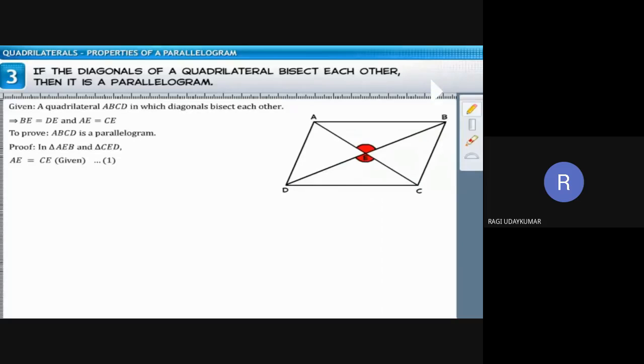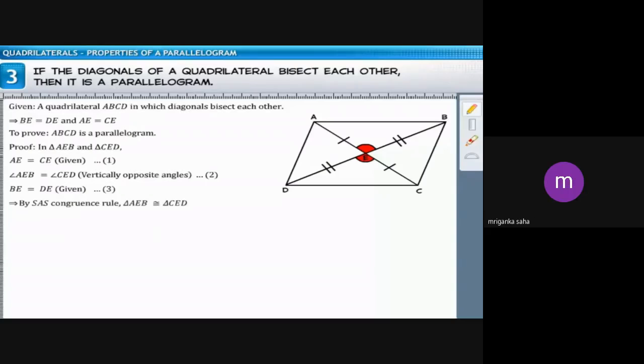Then next, BE equals ED. That is also given to you. So by SAS congruency, you can say that triangles AEB and CED are congruent. By what congruency? SAS congruency. We are highlighting AEB and CED. These two triangles are congruent.